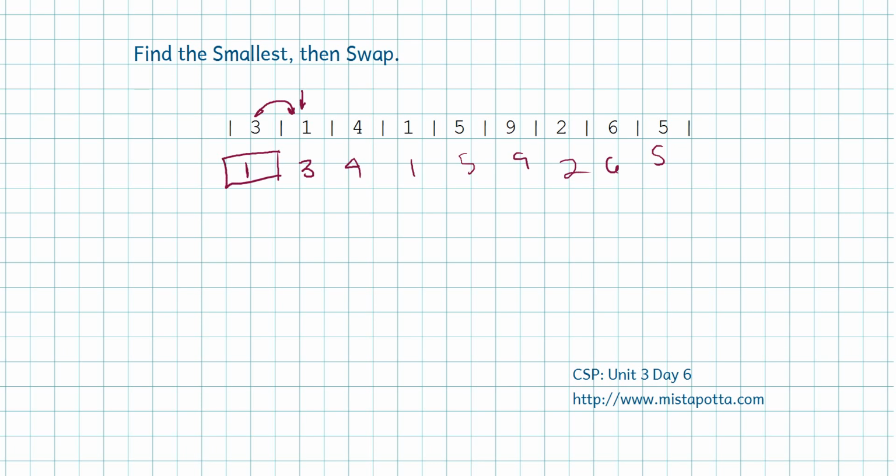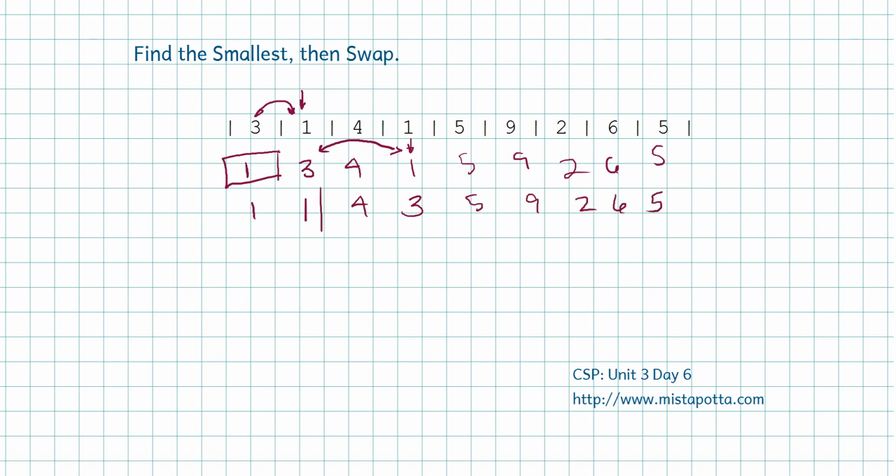Then I look for the next smallest number. This is in the right spot, so I've got 3. 4 is not smaller. 1 is smaller. I think that might be my smallest number, but I have to check the rest of the numbers in my list, and 1 ends up being the smallest number, so we swap these numbers. So that means the 3 goes here, the 1 goes here. Everything else gets copied down.